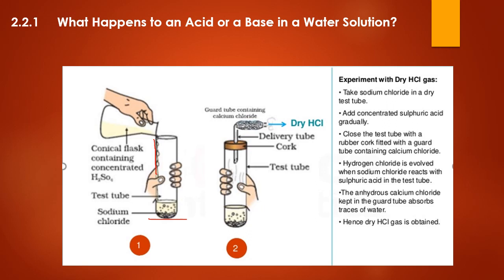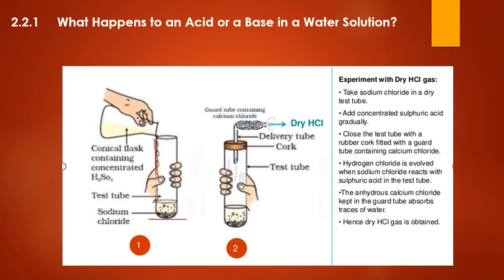Now close the test tube with a rubber cork and fit the cork with a guard tube containing calcium chloride. This calcium chloride is anhydrous. It absorbs the water, the moisture. Hydrogen chloride is evolved in this reaction and the gas will come out, but in between the calcium chloride will absorb all the moisture from it and we will get dry HCl.